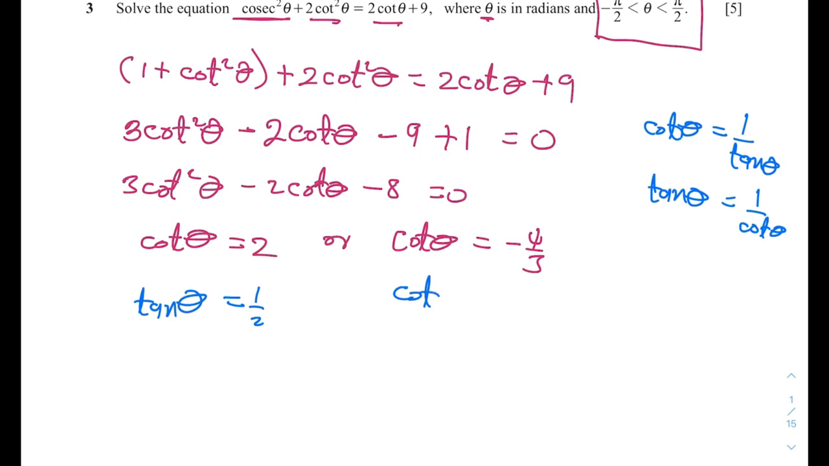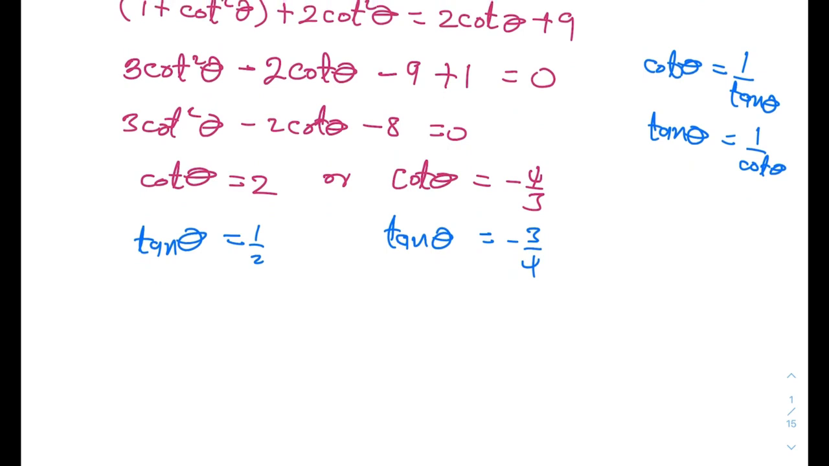And then this, let me also write tan theta. Tan theta here will become negative 3 over 4. So this is what you should keep in mind, right? Because actually cot is called cotangent, so it's coming from tangent.